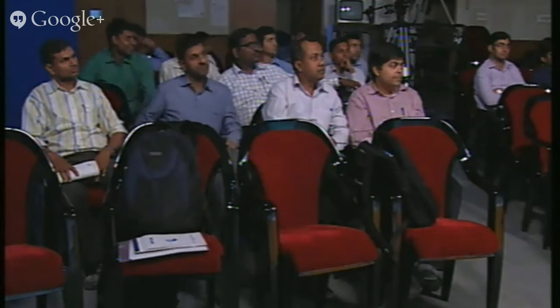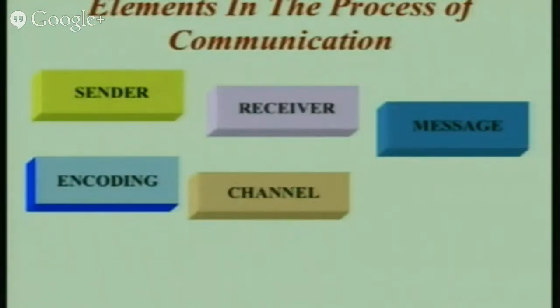Okay, that means a sender of the message has certain ideas which need to be transmitted. So for transmitting that information, you need to select symbols which may be verbal or non-verbal. And this process of selecting symbols is referred to as the process of encoding. The sender is involved in the process of encoding. Then there are channels through which the messages are sent across to the receiver.